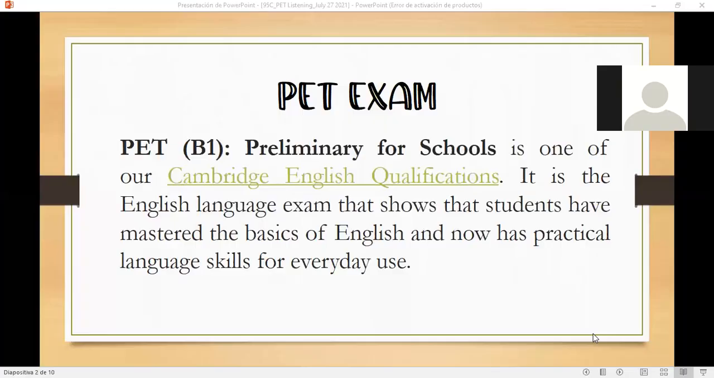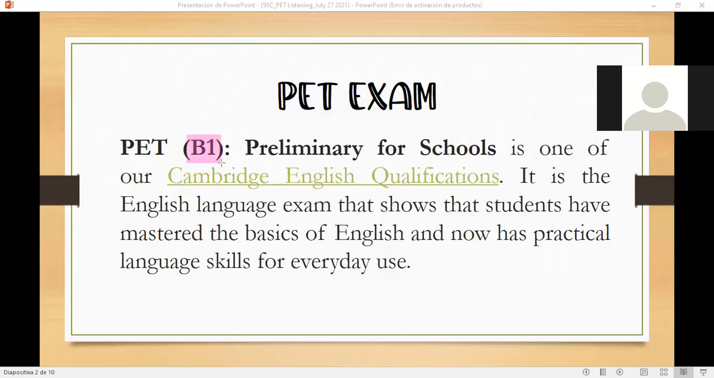Now, what is this PET exam we have right here? On your screens, you have some information about the proficiency test that you will be given in upcoming months, okay? So, this PET exam is a test prepared by Cambridge, a Cambridge English qualification that is going to prove that you are at a B1 level.